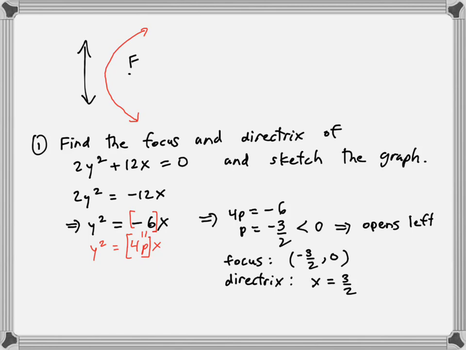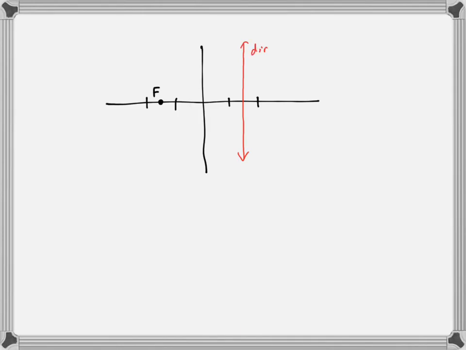So let's go ahead and sketch a picture of this, okay? The focus is at right here. So this is our F. And then x equals positive 3/2. So here's our directrix. This is our directrix. And so what does our actual parabola look like? It looks like something like that.